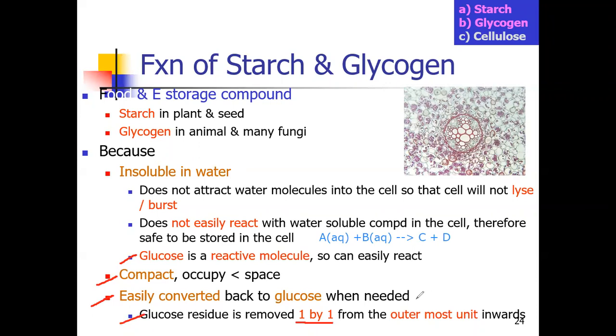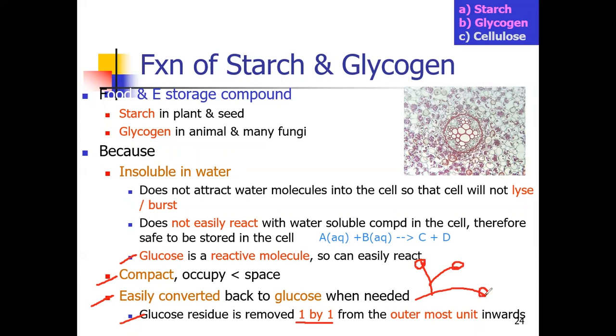Now, branching is very good. You see why? So I'm going to illustrate why branching is good. Let's say, for example, here, when you want to make the glucose residues available again to the cell, you will always remove the glucose one by one from the far end inwards. So we're going to remove this glucose residue at the end of the chain, one by one inwards.